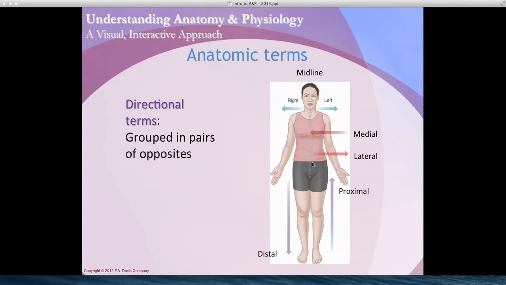Okay. And then we have distal and proximal. So distal is away from and proximal is towards. Most often when we talk about distal and proximal, we're talking about two different places in the body.